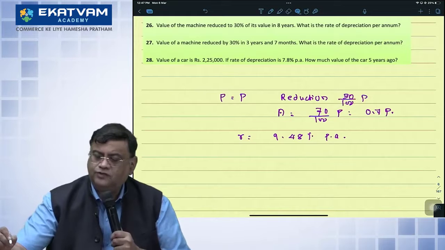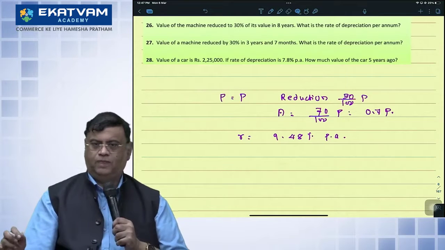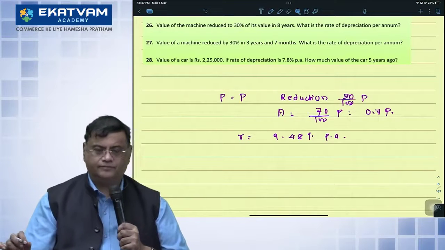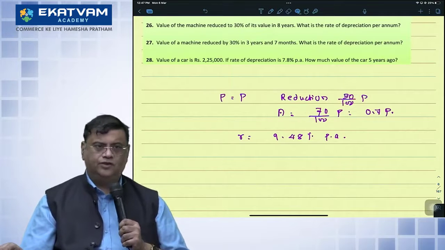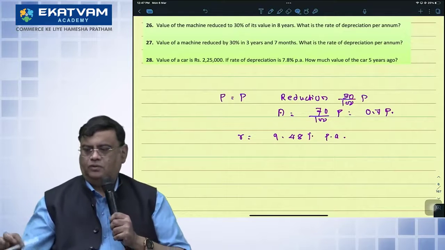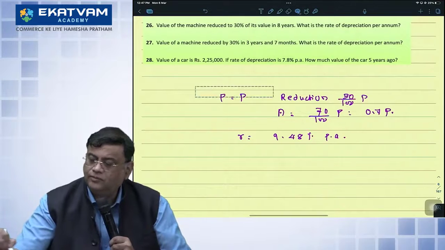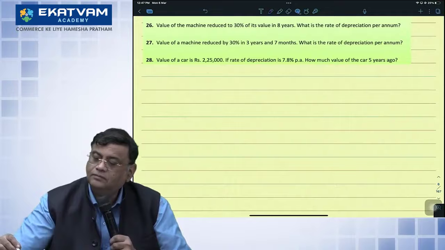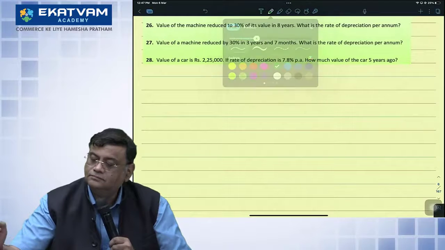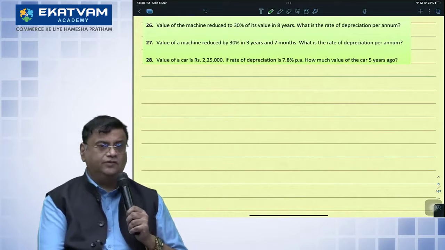Value of the car is 2,25,000. Rate of depreciation is given. How much was the value of that machine 5 years ago? थोड़ा सा सोचो क्या दिया है, क्या निकालना है. दिया क्या है और निकालना क्या है, ये समझना चाहिए ना. How much was the value of the machine 5 years ago?